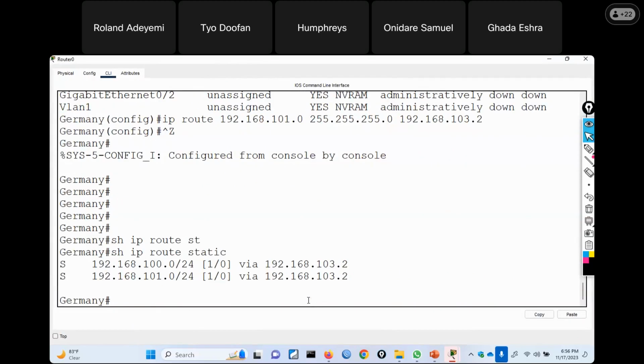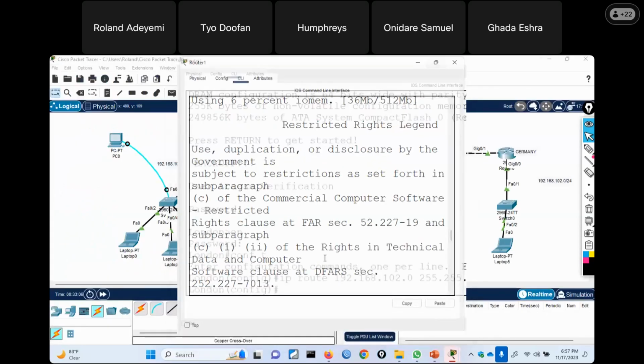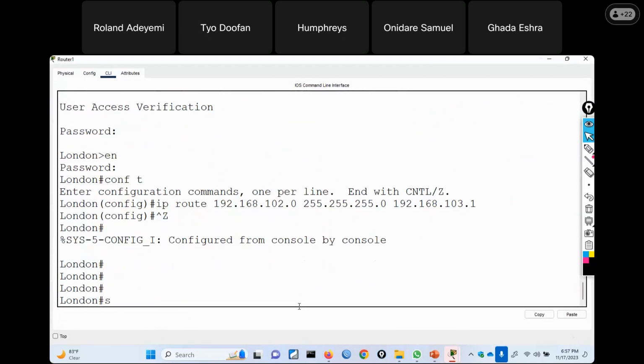So these are the two static routes we have there. We have static routes pointing to the 100.0 network and the 101.0 network. The administrative distance is the same, the metric is the same, and the exit to the gateway we're going to is the same. So now let me go to the London router and be sure that I've also captured that in my routing table. Show IP route static.